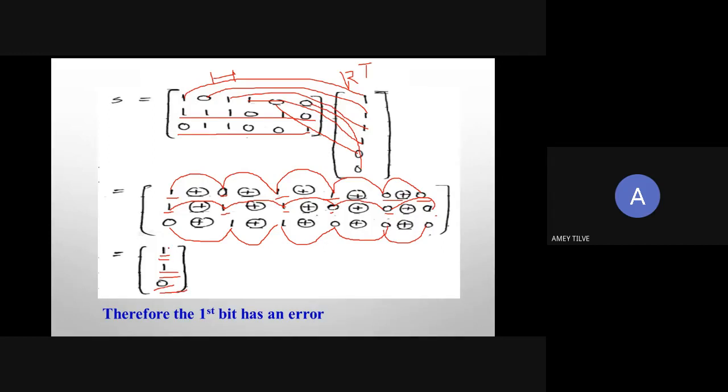1, 1, 0. Now I will compare this answer with this H. At which position can you see these bits are the same? This is 1, 1, 0, right? In which position over here can you see 1, 1, 0? It is present in the first position. That means the error is present in the first bit, and I will replace my first 1 with 0. Very simple.